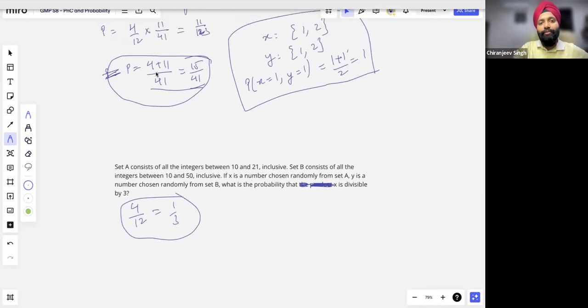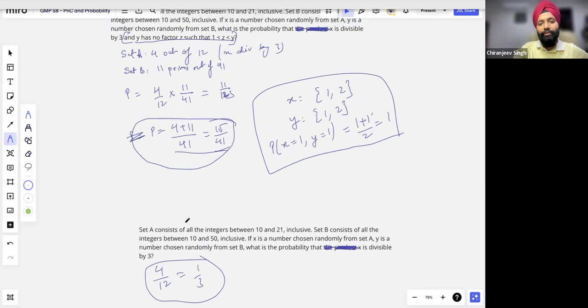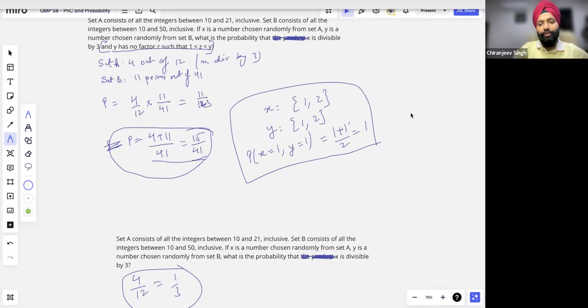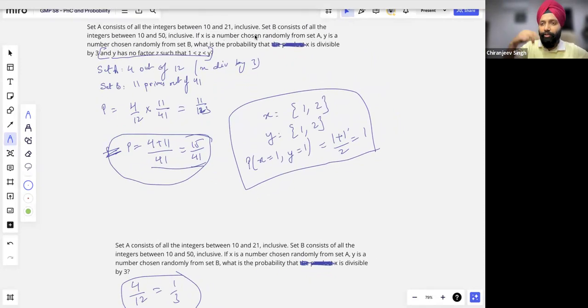Now, if you go above and you see between these two questions, here we have a constraint on y as well. So the probability should go down, right?